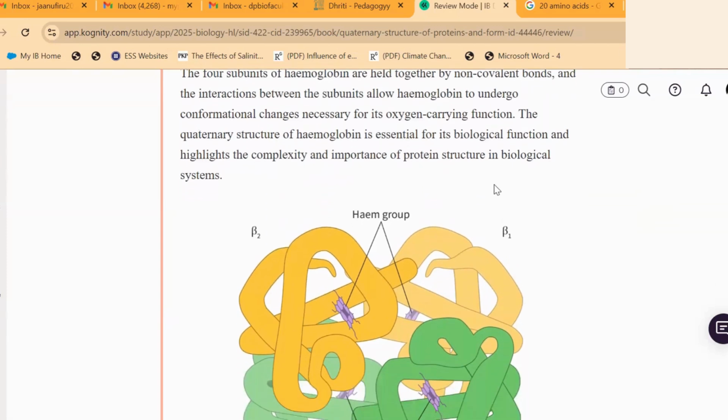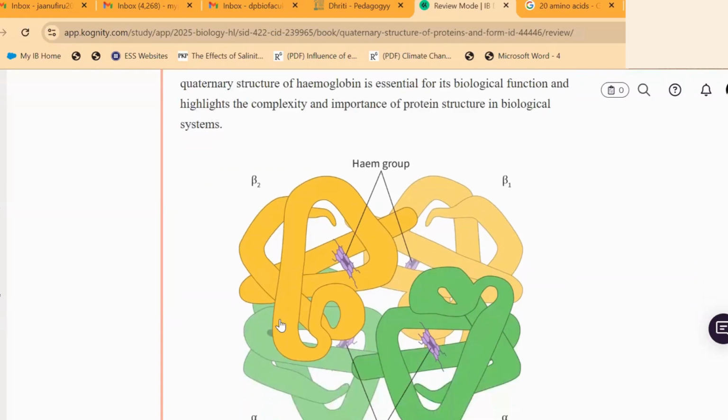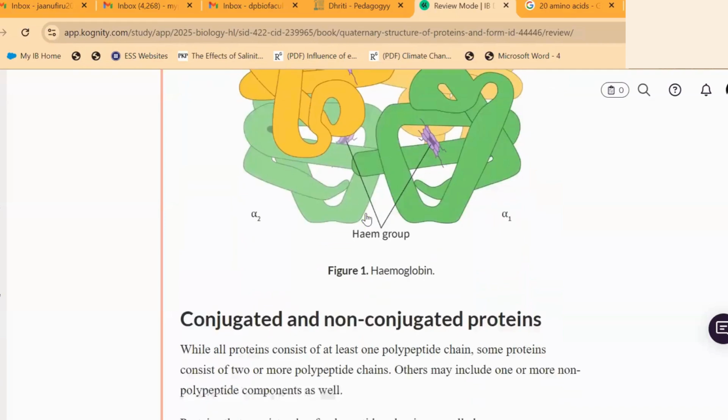So each of the units, alpha and beta, is held together by non-covalent bonds and certain interactions. There are some conformational changes happening in the structure, because it has to undergo change in order to enable the binding of the heme with the oxygen. That's how they carry out their function. This is what you need to explain when hemoglobin is asked in terms of quaternary structure. When you give this type of explanation, it is sufficient.